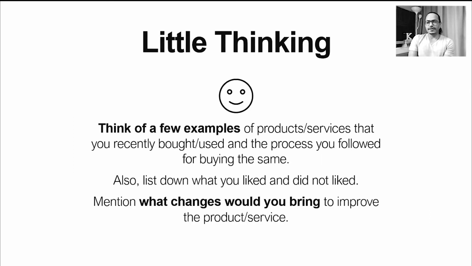Okay, this is another task if you can work on it. Think of a few examples of products or services that you recently bought or used, and the process you followed to buy them, and list down what you liked and did not like. It could be any product, any household product or any digital product. What was the process that you followed? How did you research for that product? And did you take suggestions or feedback from colleagues or other people?